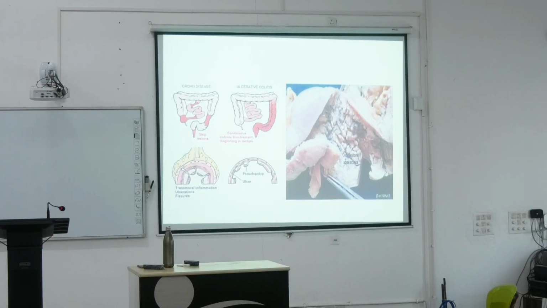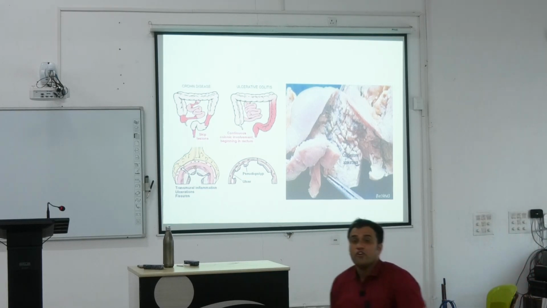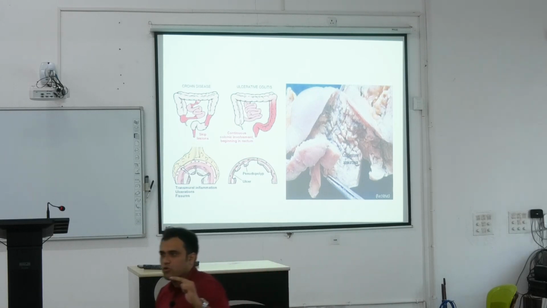Because the ulcer is so deep, the regenerating mucosa bulges to such an extent that it gives an appearance of a pseudo-polyp, not an original polyp. That's why it's called pseudo, a false polyp. We have seen the ulceration is so deep that the bulging of the regenerating mucosa will give rise to what is known as a pseudo-polyp. It's not an original polyp.